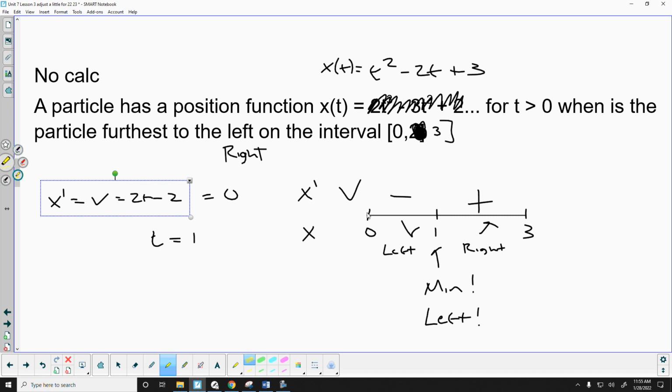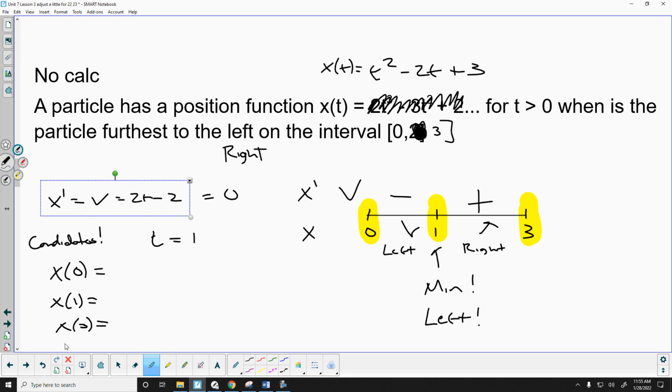Now the other way would be, okay, I got my endpoints and I have my 0. If I could just quickly and easily compare where my position is at 0, what my position is at 1, what my position is at 3, these, my friends, are called the candidates. They're the endpoints and when my derivative equals 0. I could plug in 0, get 3. I could plug in 1, I get 2. I plug in 3, I get 9 minus 6, plus 3, and I get 6. And boom, that confirms things. I'm furthest left at my least candidate. I'm furthest right at one of my endpoints.